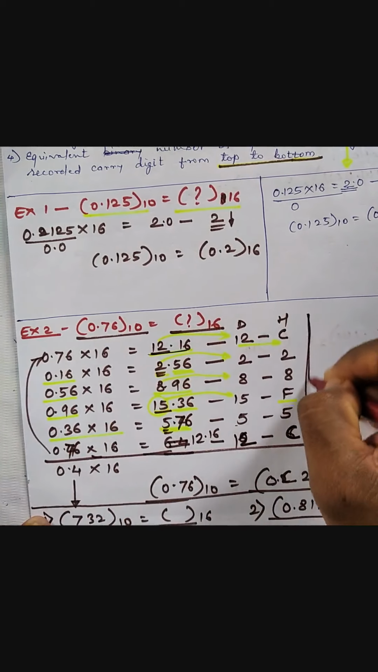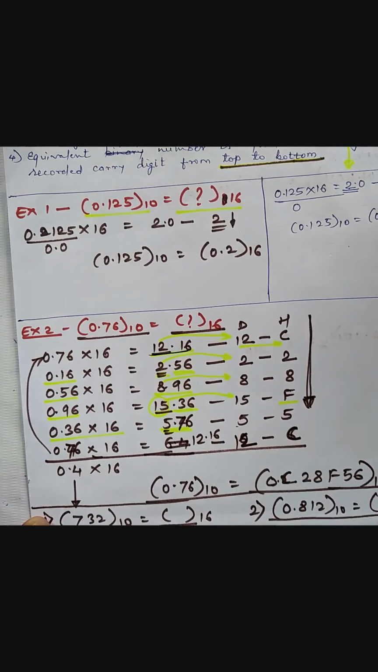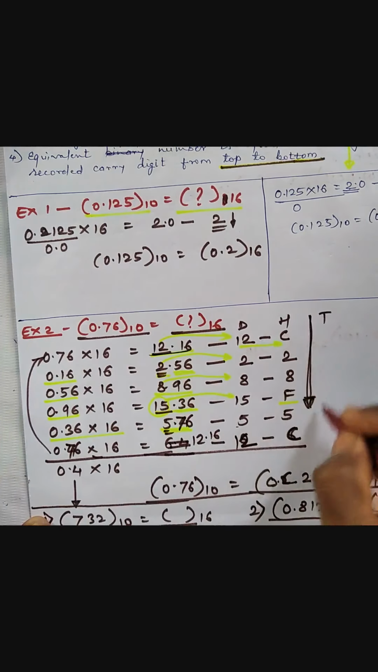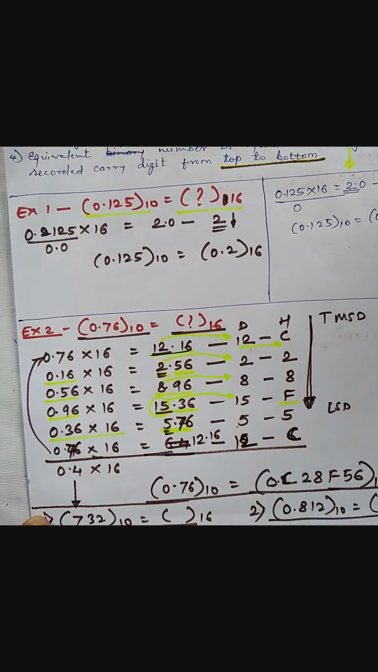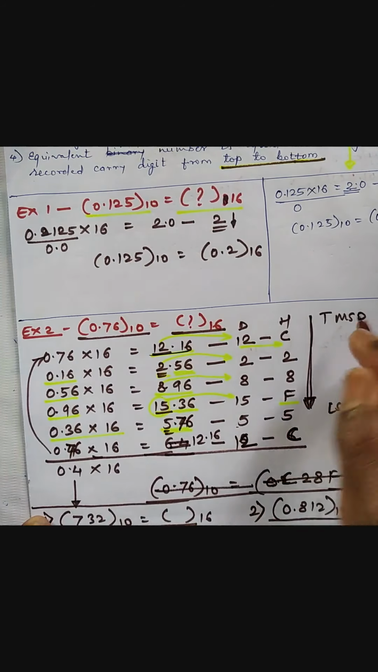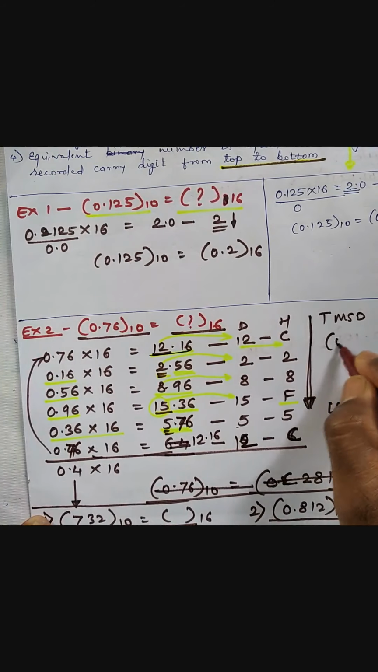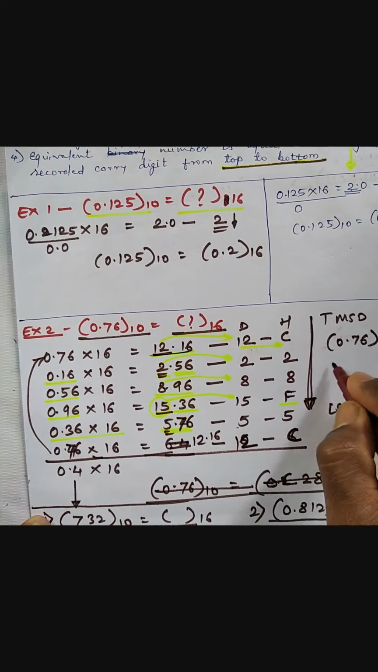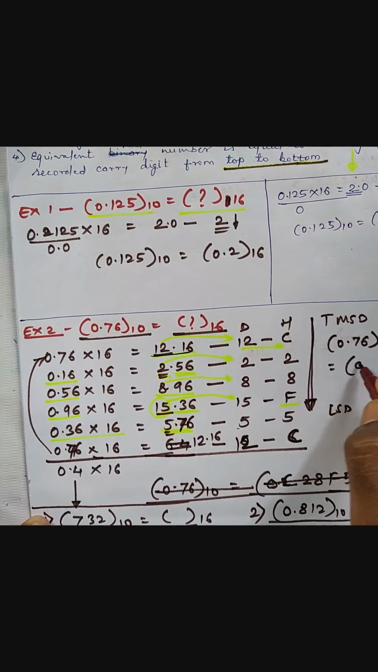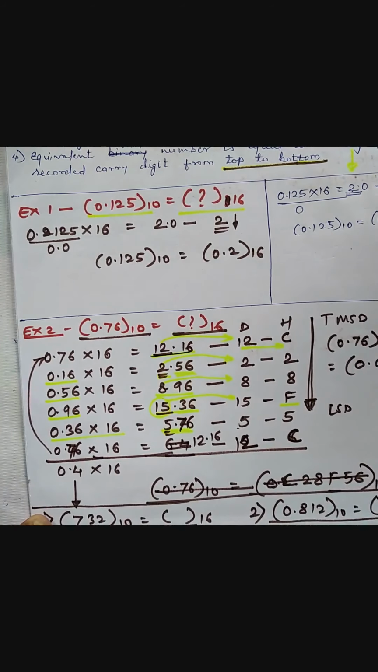As per the rule, we need to go from the top, which is the MSD, to the bottom, which is the LSD. So the number is: 0.76 decimal has 0.C28F5C as its equivalent hexadecimal number.